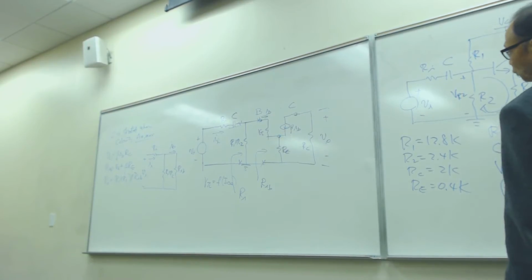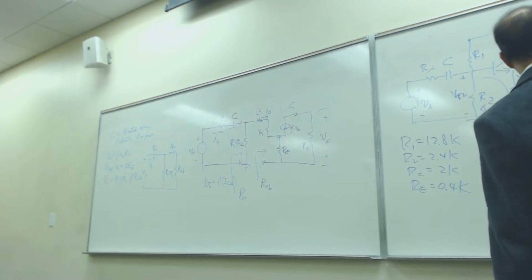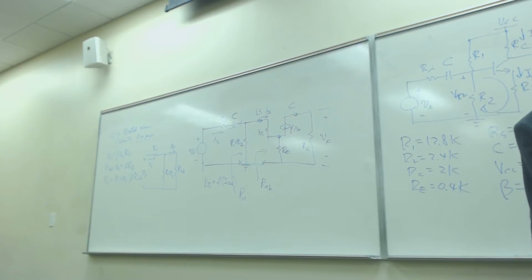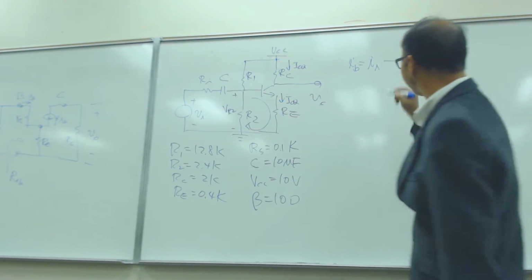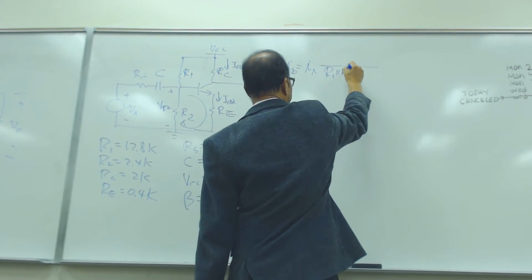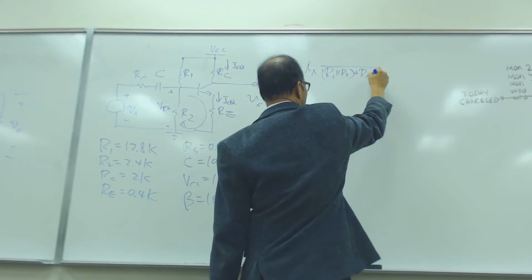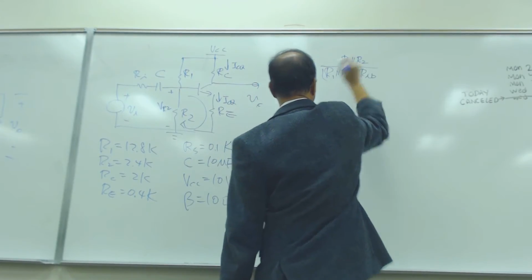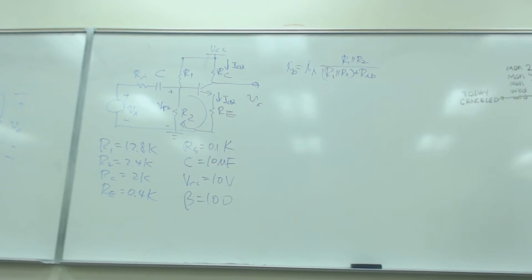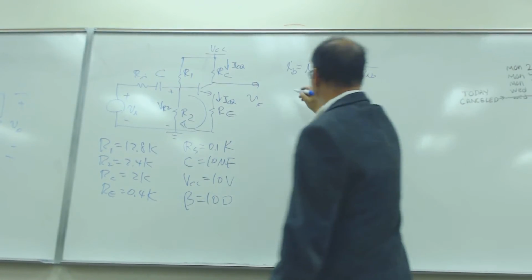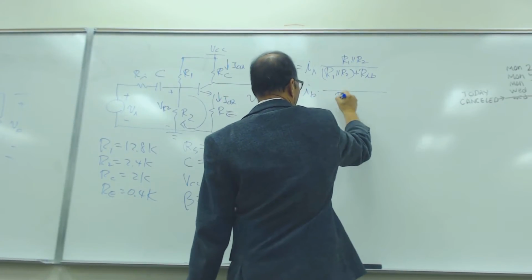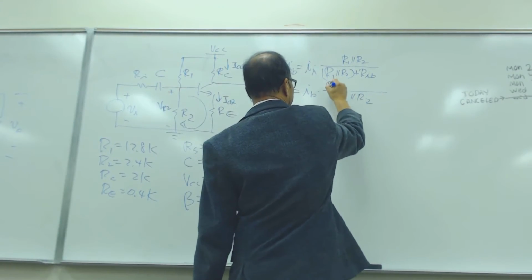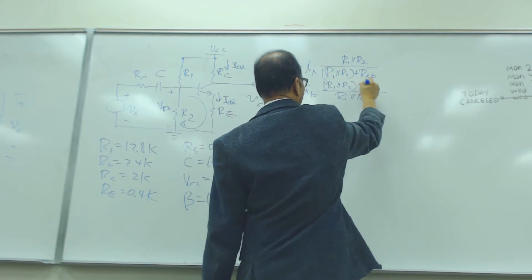So there's a relationship between I sub I and I sub B. I sub B is basically a portion of I sub I, determined by the current divider rule. So R1 in parallel with R2 plus R sub IB, and then R1 in parallel with R2 on top. Therefore, I sub I is I sub B times R1 in parallel with R2, plus I sub B.